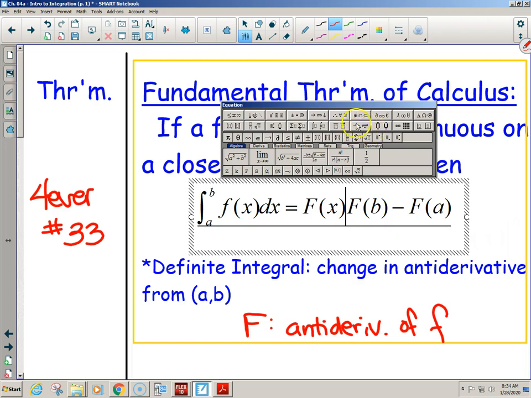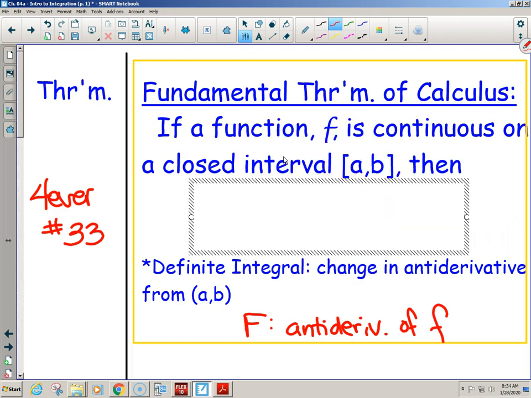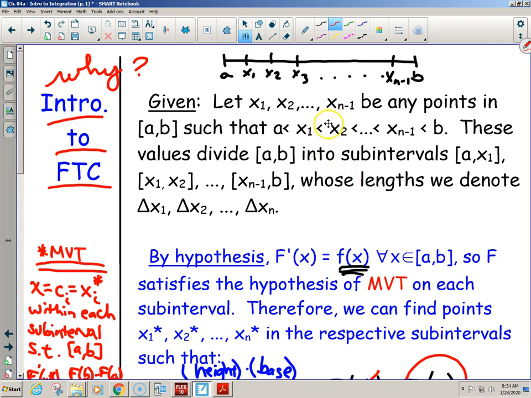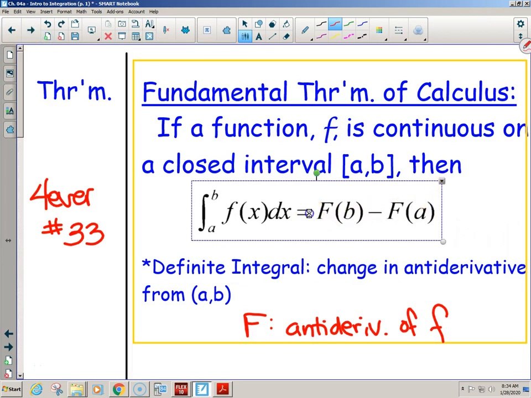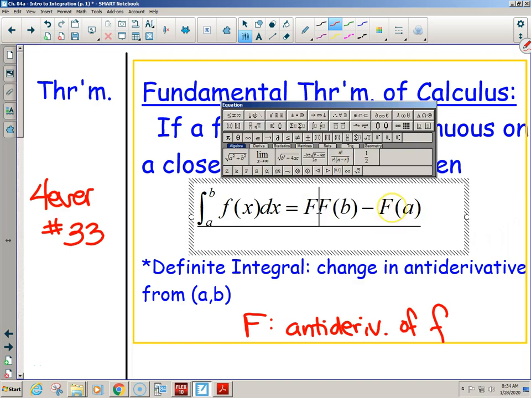And I find it with, what do I want? I want a bracket with a top and bottom. I can do this, I think. No, what just happened? That's okay, I'll do it again.